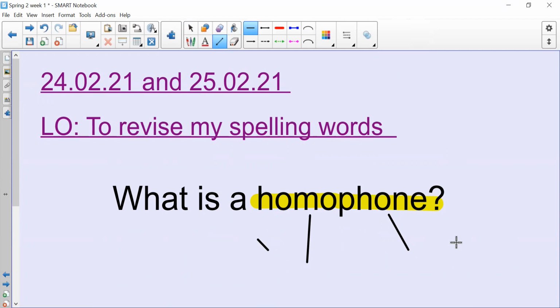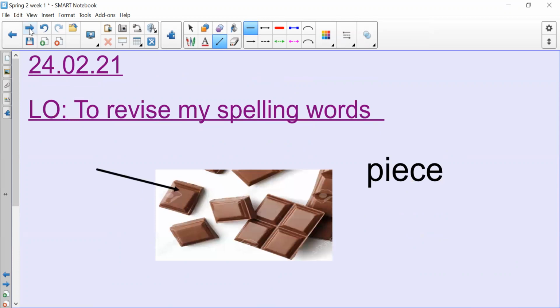Okay, a homophone is a word that sounds the same or very similar, but has a different meaning. And homophones are what we are learning this week. So before we start, I thought we'd just play a little game. So I've got some different images to represent some of our spelling words. And I've shown you the first one here.